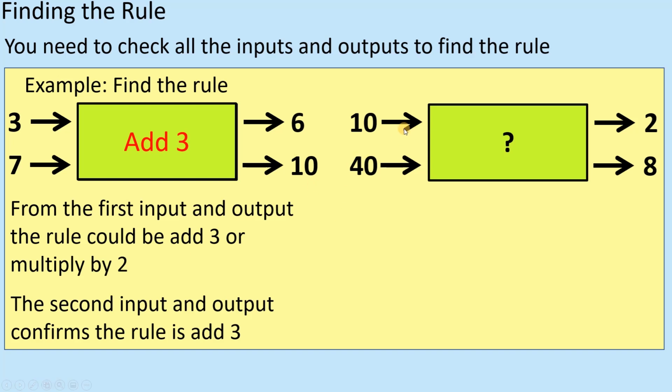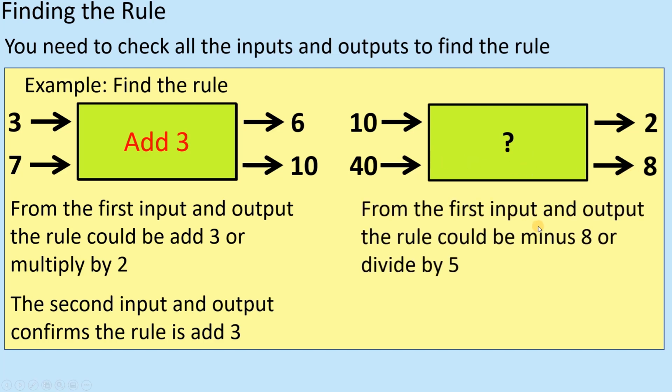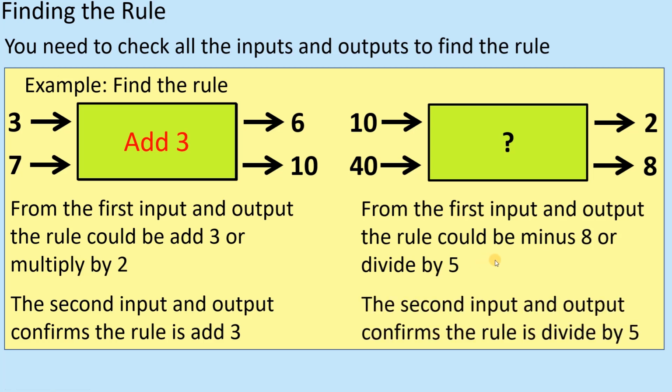Looking at this one here, I suppose the options might be divide by 5. And actually 40 divided by 5, by the looks of it, is 8. But it could have been, I guess, 10 take away 8 will give me 2. But of course, 40 take away 8 doesn't give me the 8 there. So from the first input and output, the rule could be minus 8 or divide by 5. But of course, we've eliminated the minus 8, so it must be divide by 5. If you're dealing with a function machine where you're trying to find the rule, then we need to consider both those options and pick the one that works for both of them.